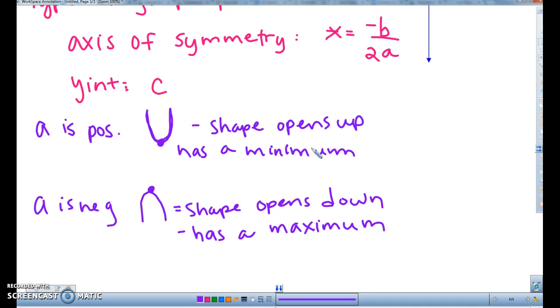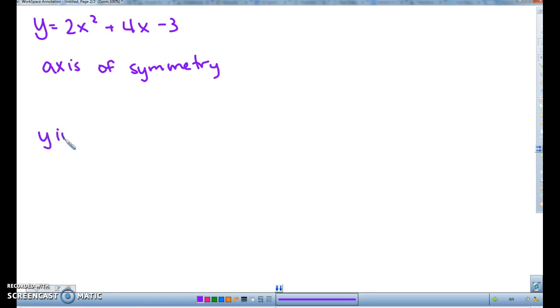So let's do an example where we try to find some of the things we've talked about. We'll start off with an equation, y equals 2x squared plus 4x minus 3. And remember, we're going to try to find a couple different things. The first one being our axis of symmetry. We're going to try to find our y-intercept. Once we have the axis of symmetry, we can also find the vertex, and we can label that as a max or min, based on if we know it opens up or down. Okay? So let's see what information we can glean just from looking at this formula.